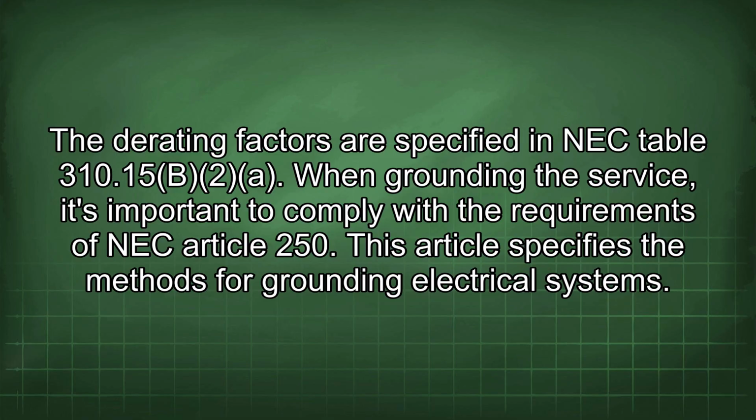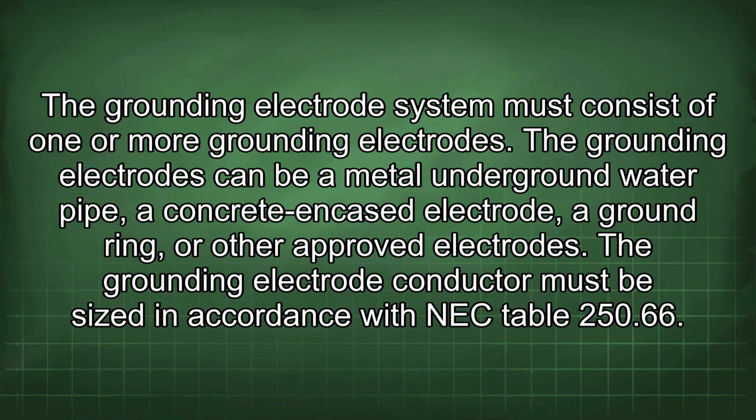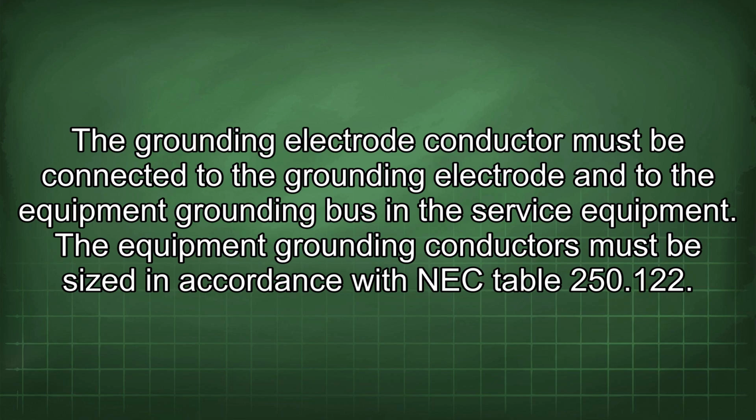This article specifies the methods for grounding electrical systems. The grounding electrode system must consist of one or more grounding electrodes. The grounding electrodes can be a metal underground water pipe, a concrete encased electrode, a ground ring, or other approved electrodes. The grounding electrode conductor must be sized in accordance with NEC Table 250.66. The grounding electrode conductor must be connected to the grounding electrode and to the equipment grounding bus in the service equipment.